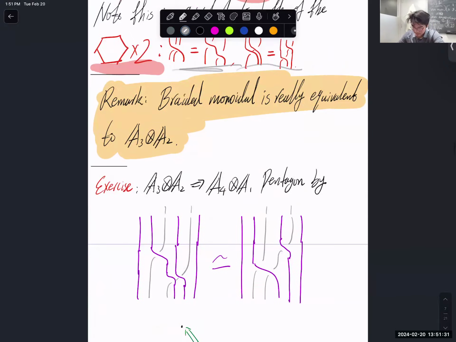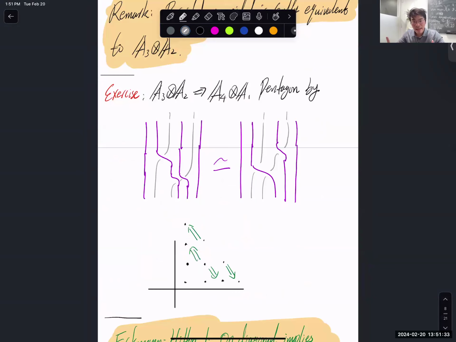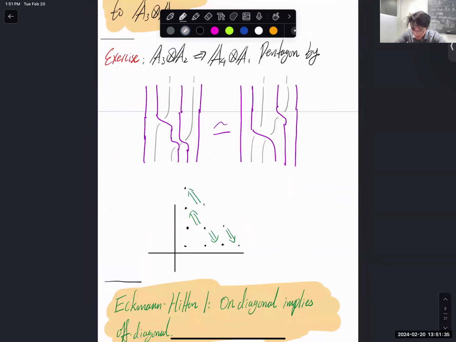Good. But now I claim there's still a push-up effect. If I have this A3 tensor A2 structure, it's going to imply, as I've written here, this A4 tensor A1. If you remember what the A4 tensor A1 structure is, this is the hexagon.